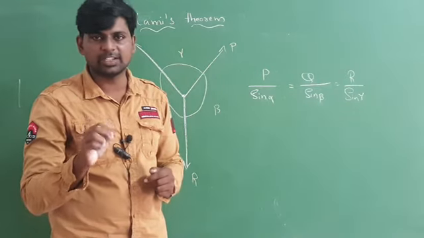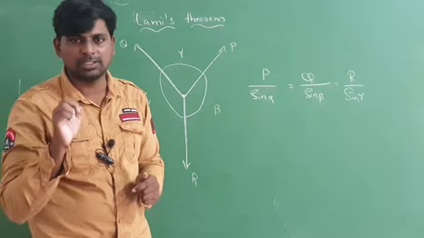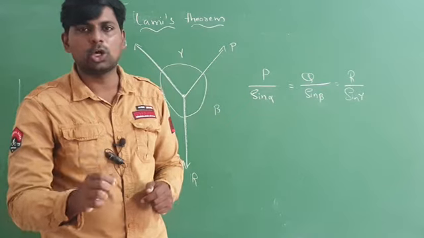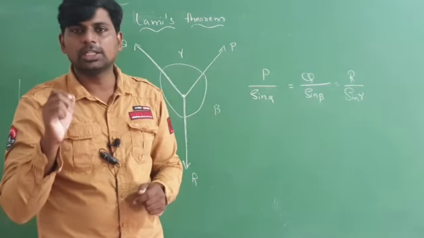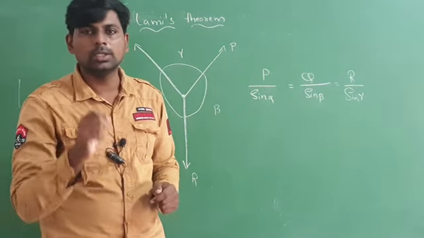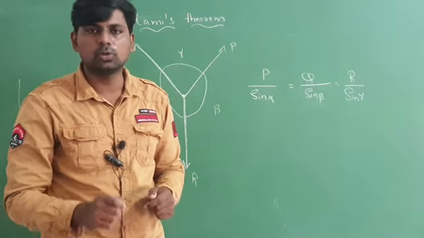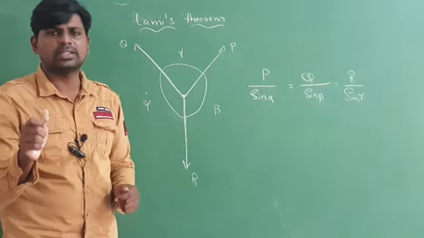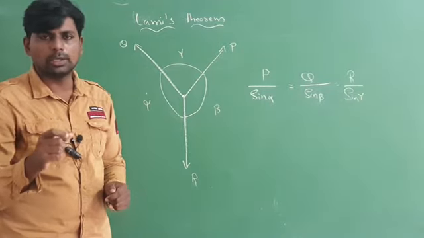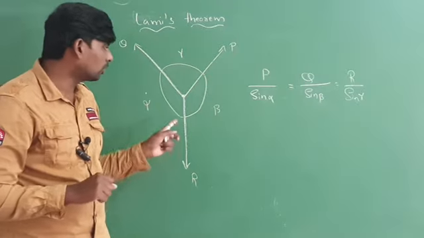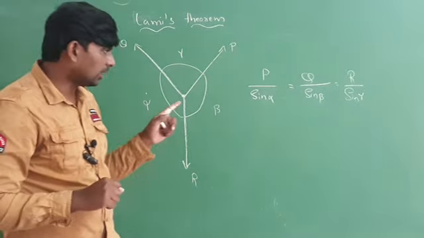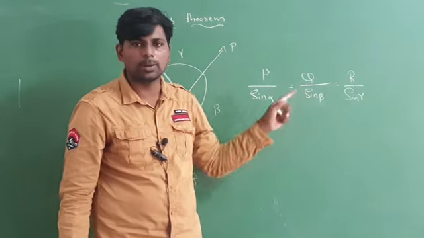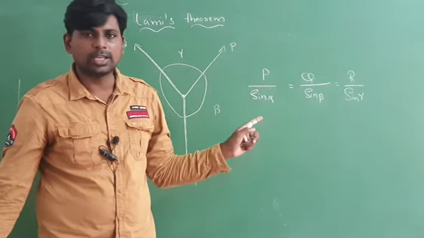Once again I am telling the definition, and I am repeating it because it is an important definition. If three forces acting at a point are in equilibrium, then each force will be proportional to the sine of the angle between the other two forces. This is known as Lami's theorem. Whenever you are asked to write on Lami's theorem, you have to write this sentence. After that you have to draw this diagram also, and write in this format: P by sine alpha is equal to Q by sine beta is equal to R by sine gamma.